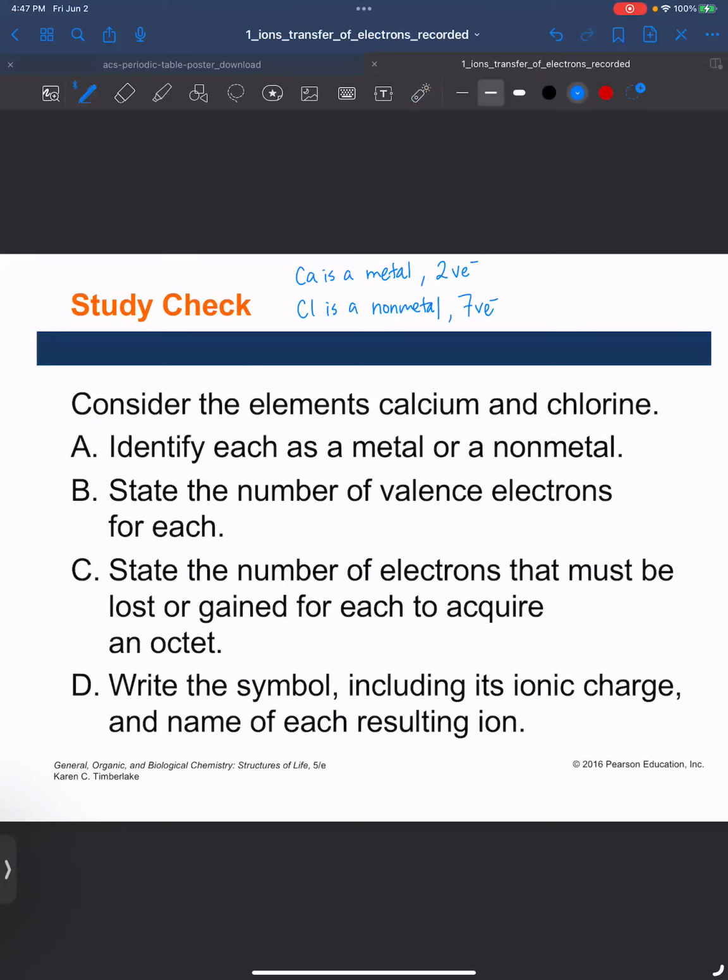State the number of electrons that must be lost or gained for each to acquire an octet. So calcium, is it going to gain 6 electrons or is it going to lose 2 electrons? Good, it should lose 2 electrons. It requires a lot of energy to gain 6 electrons. So it's a lot easier to lose 2 electrons. And is chlorine going to lose 7 electrons or gain 1 electron? That's correct. It's a lot easier for it to gain just 1 electron.